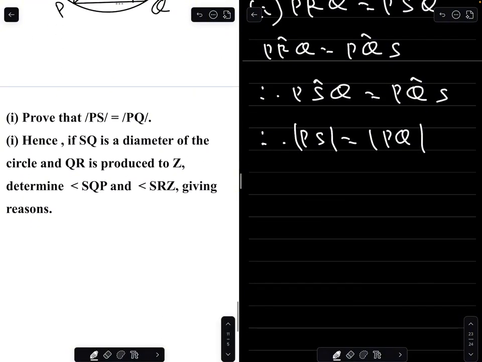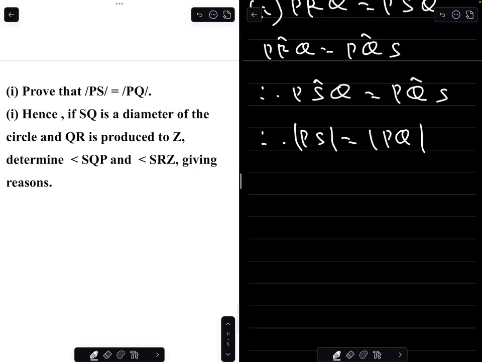So that's a proof. Now, let's go to Roman figure 2. Roman figure 2, what does that say?